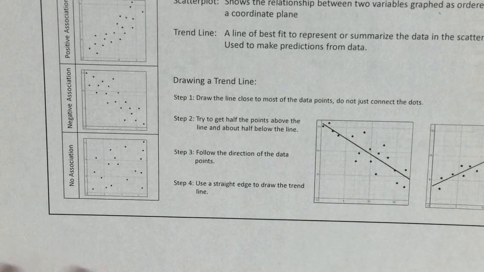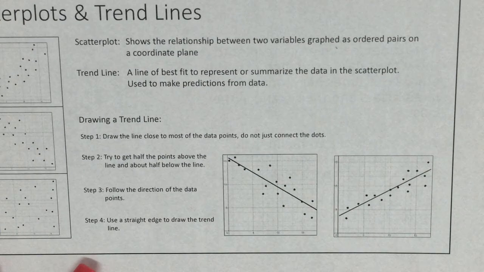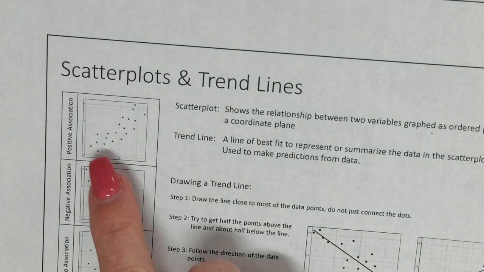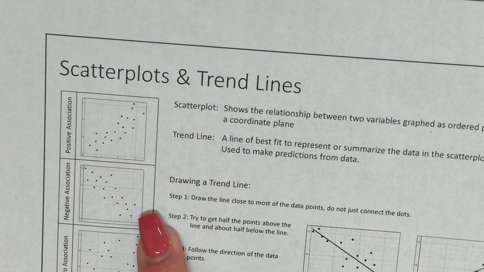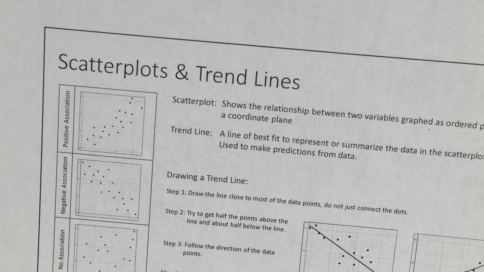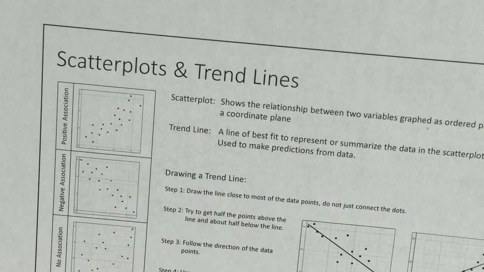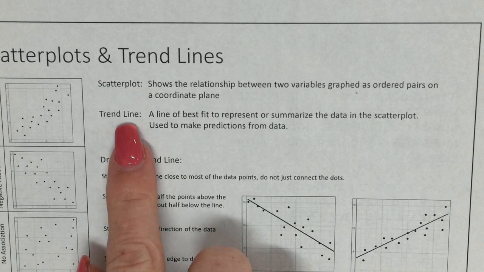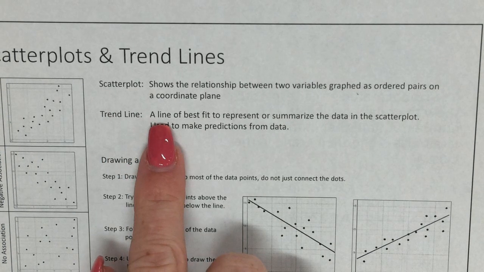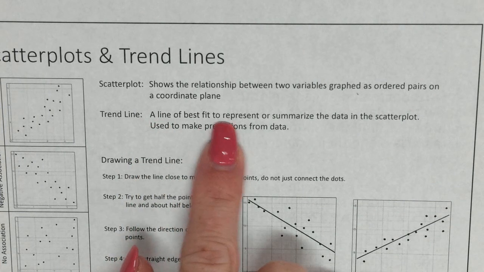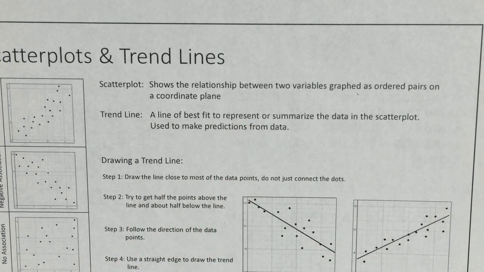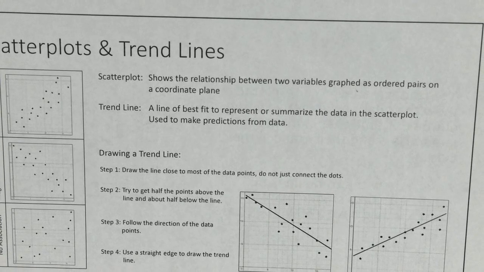All right. When you have a trend that is positive or negative, you can use the trend to make a prediction. Does everybody hear what I just said? When you have a trend that is positive or negative, you can use the trend to make a prediction. Okay? You have to draw a trend line. It is called a line of best fit that represents or summarizes the data in a scatter plot.